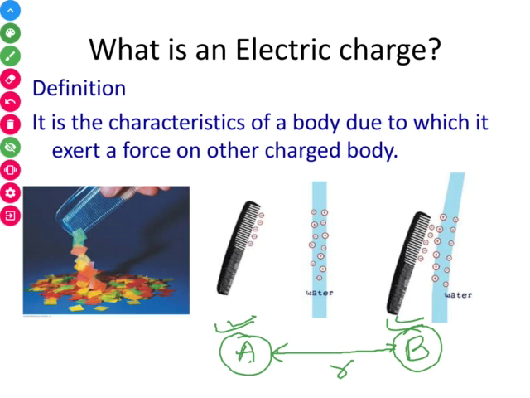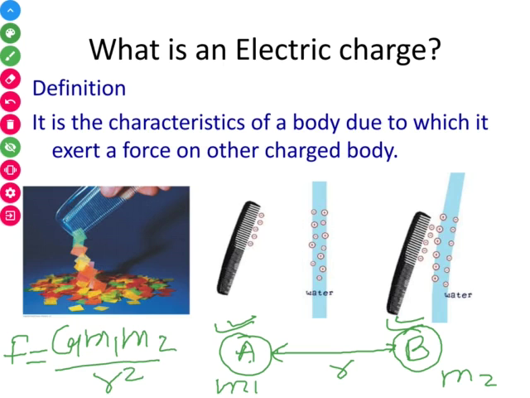Suppose body A has a mass m1 and body B has a mass m2, then there is a gravitational force acting between these two bodies, and it is given by F is equal to G m1 m2 upon r square. But since the mass of these bodies is very small, this force is almost negligible. So when two uncharged bodies are there, basically no electrostatic force works between them.